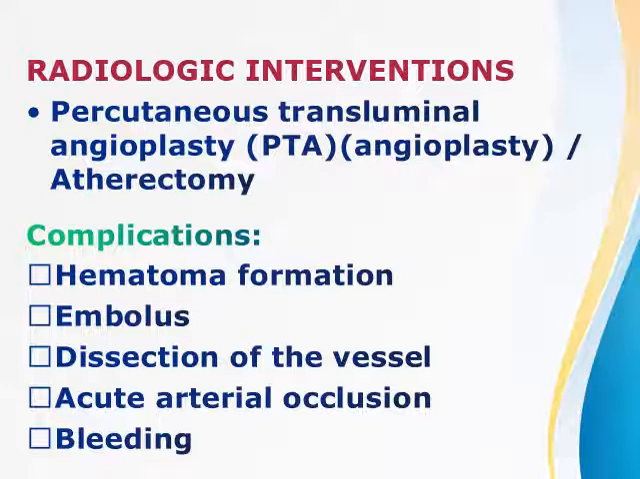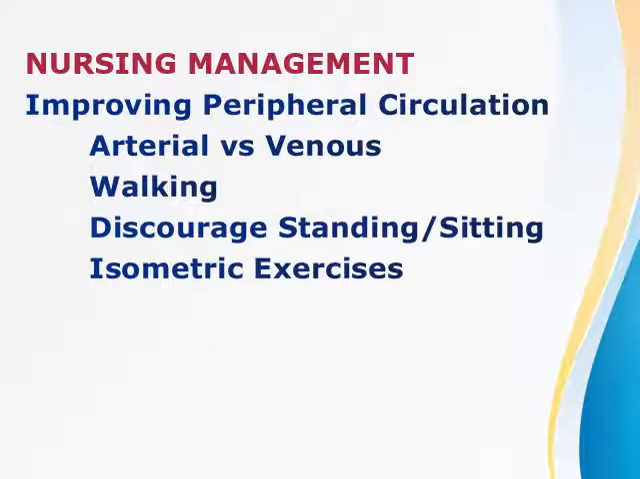For this reason, depending on the bleeding parameters of the patient, antiplatelet medications may be prescribed to address the risk for emboli formation. However, if the bleeding parameters are abnormal, these medications will be placed on hold. Nursing management would include improving peripheral circulation. So that would depend if the problem is arterial or venous. If we are looking into an arterial problem, the advice is to lower the extremities below the level of the heart. That would allow adequate perfusion going towards your periphery.